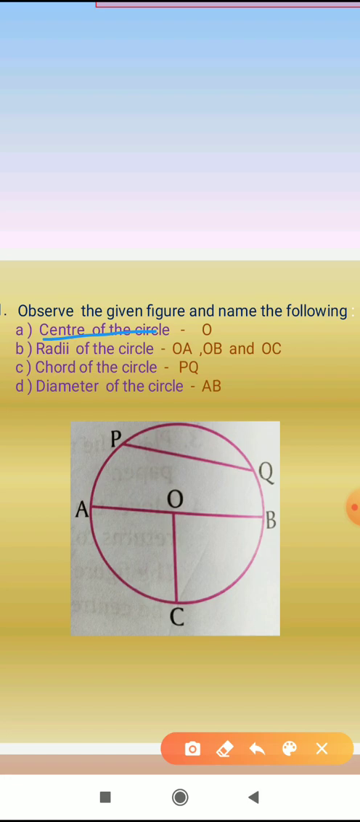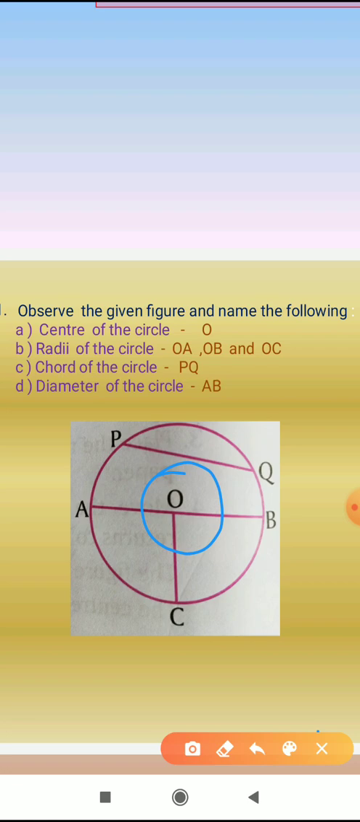See students, a circle has a center from where the distances of all points on the circle are the same. We name a circle with its center. So in this figure, the center of the circle is O. Remember that we always name a circle with its center. So how do we read it? A circle with center O.